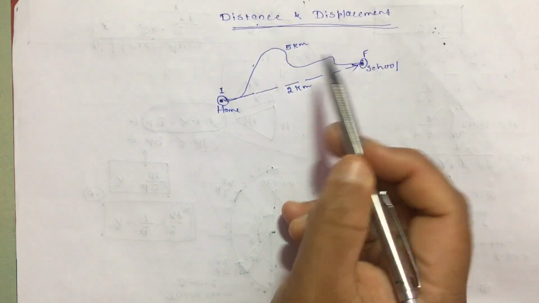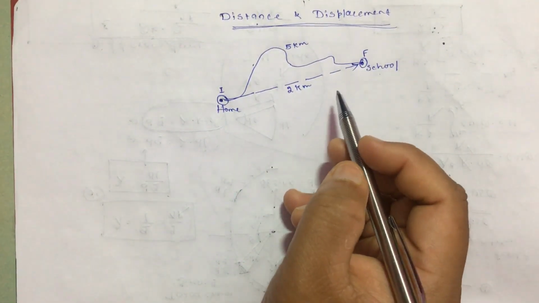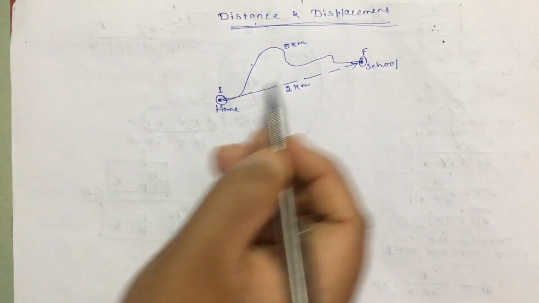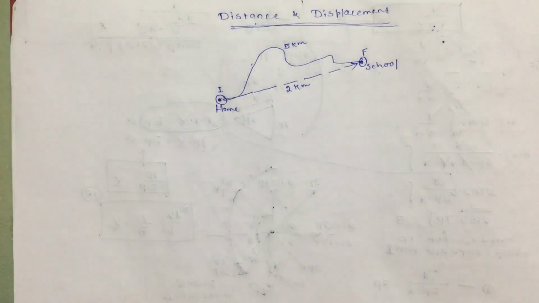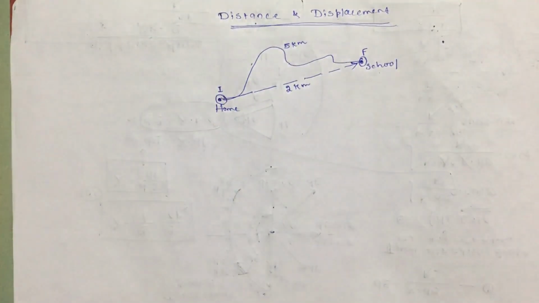And if you are moving from your school to home, then you have to write your displacement is 2 kilometers along the F to I direction. In the first case it is from I to F, in the second case it is from F to I.